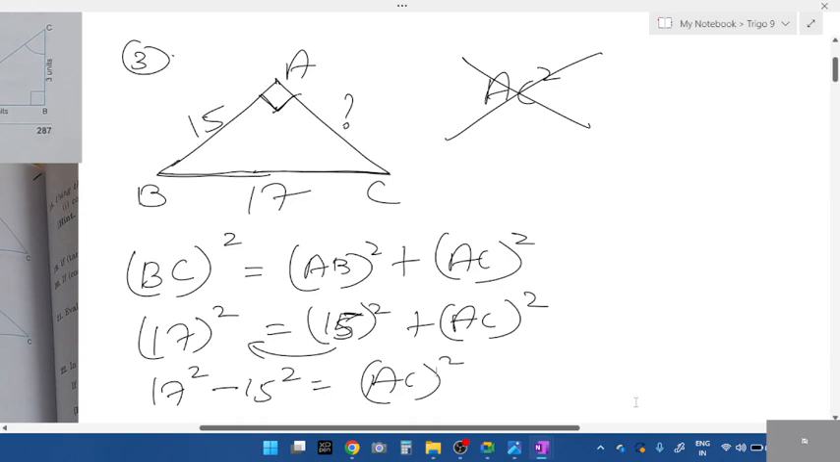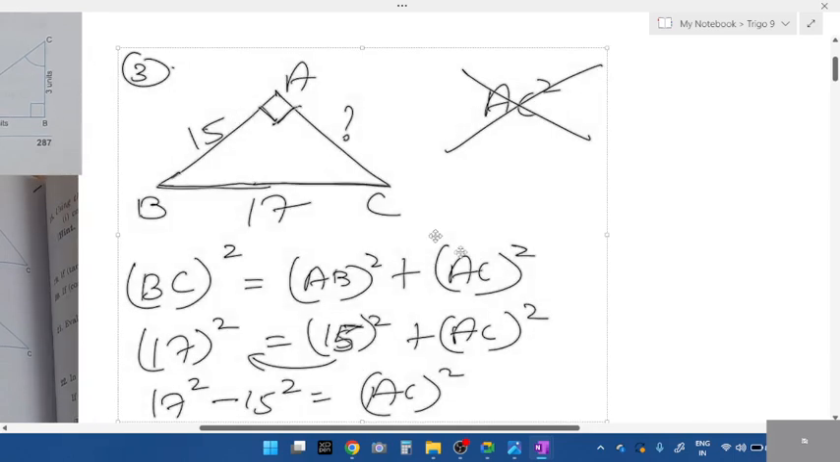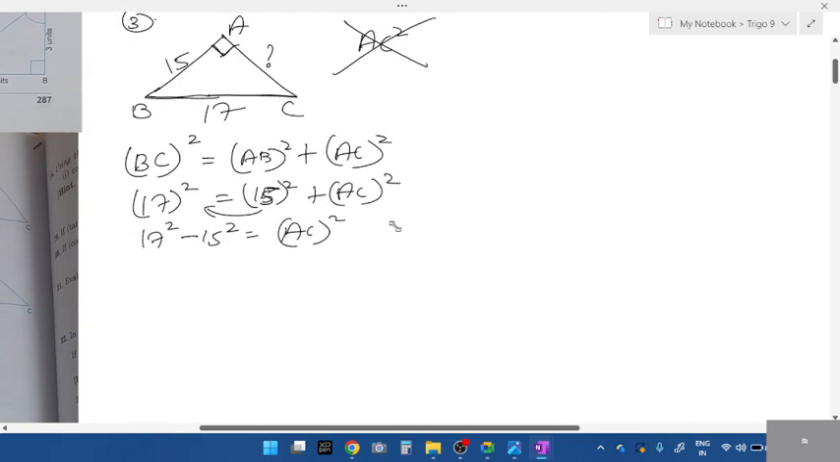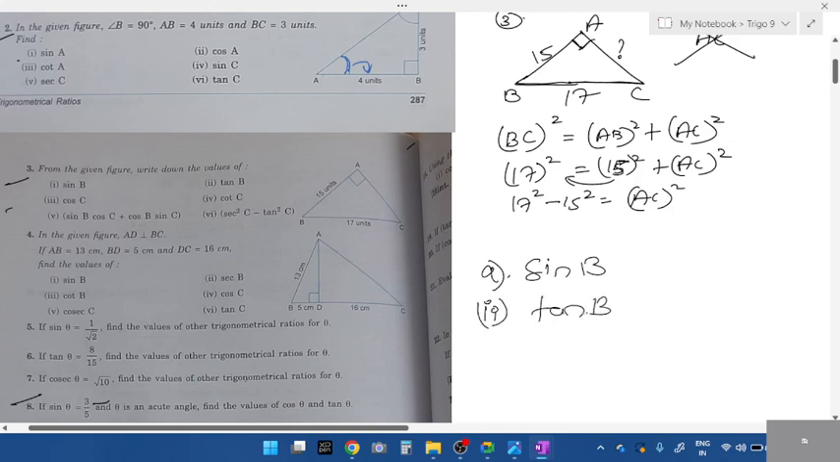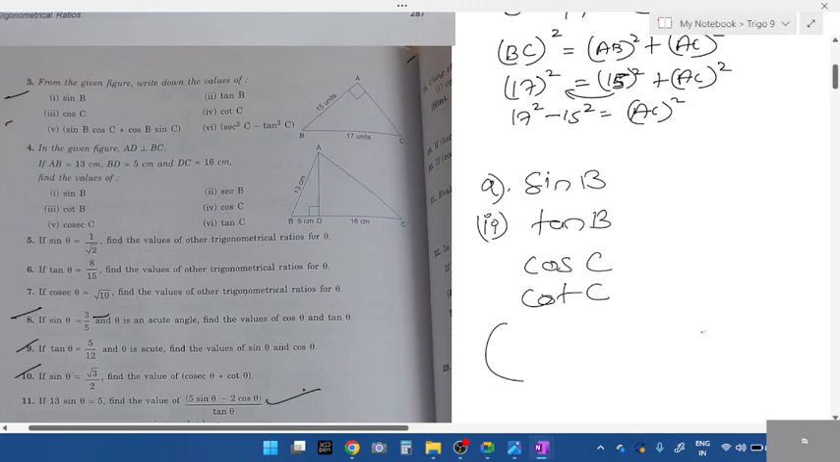Is this clear? Both of you understood? Okay, find the value of AC students. Once you find, wait, let me write the question. See, this is how they'll give you. Copy the question like this. From the given figure, write down the values. This is the question. They've asked us to find sin B. Second question is tan B. Then we need to find cos C, cot C. Then there is another value given like this.